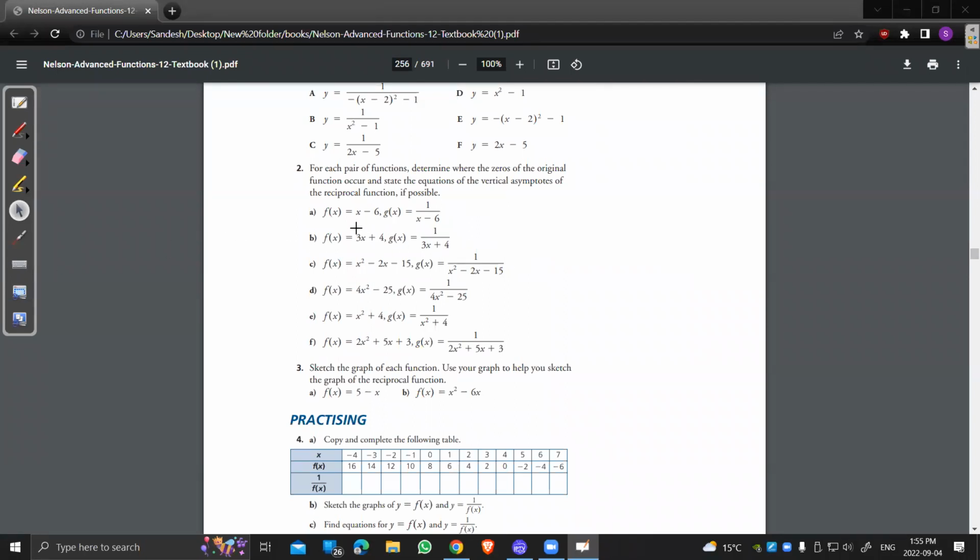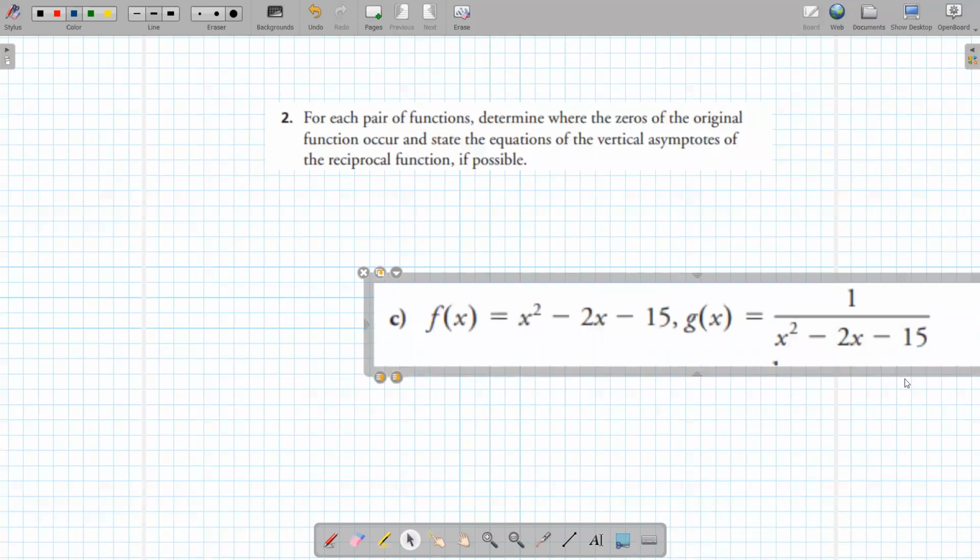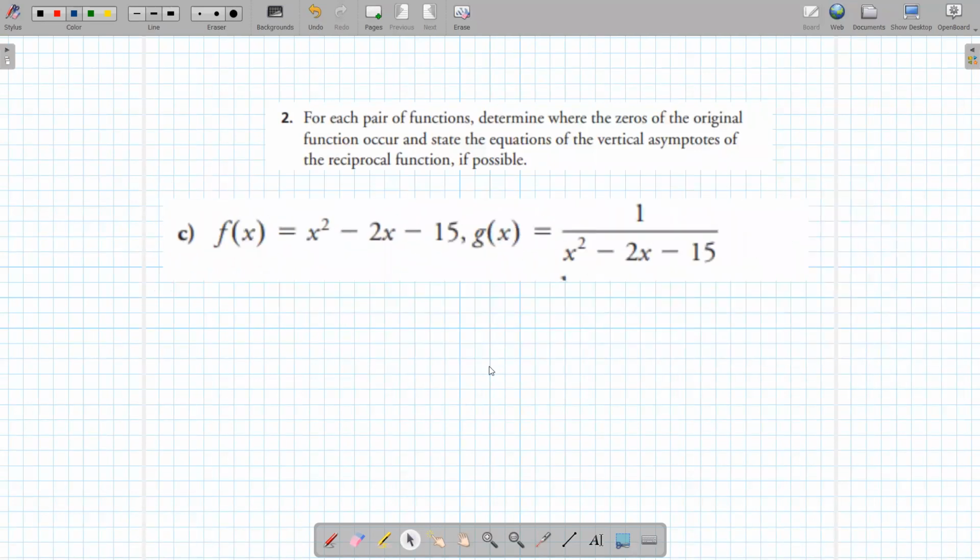Let's see which one's looking dicey. I'm trying to find a dicey one here. Okay, this one. Let's start with this one. So don't worry too much. It's easier than you think, okay? Because we've done this quadratic thing hundreds of times.